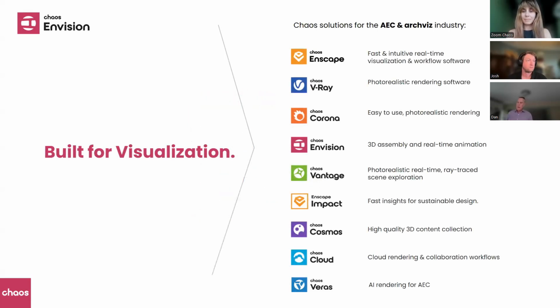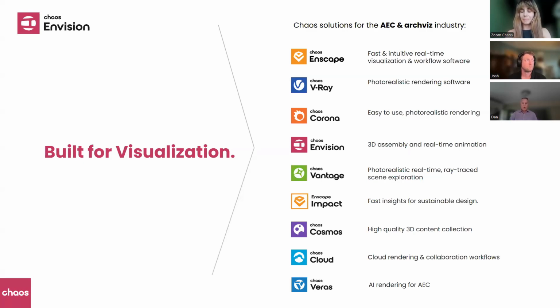I want to start off talking a little bit about the ecosystem and what we're doing as a company. Some of you are not familiar with the Chaos Group, so I just want to give you a quick introduction. Chaos was founded over 25 years ago. It was originally founded as a rendering plugin for Autodesk 3ds Max. And since then, we've evolved into the largest AEC computer visualization company in the world.